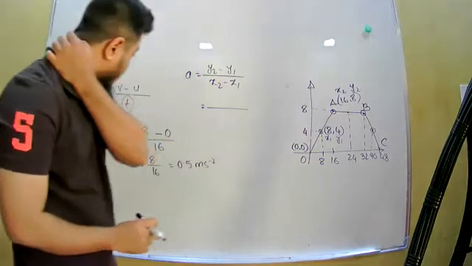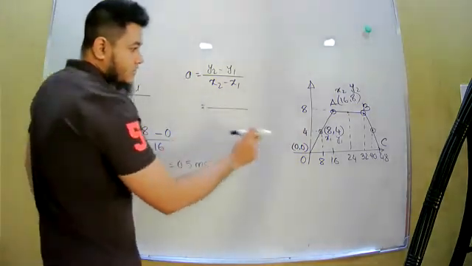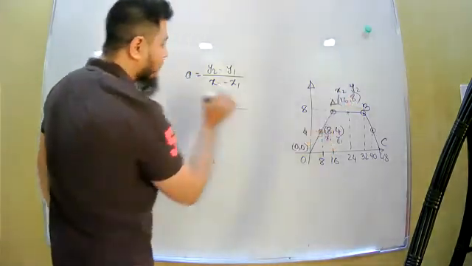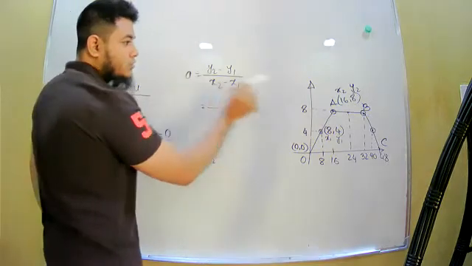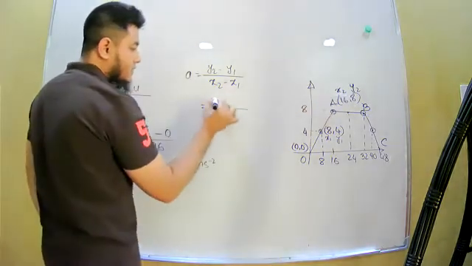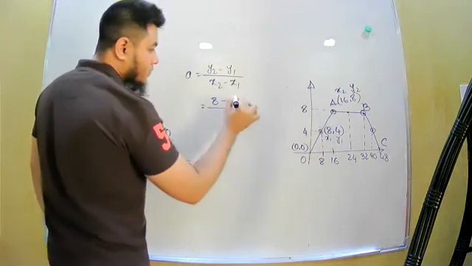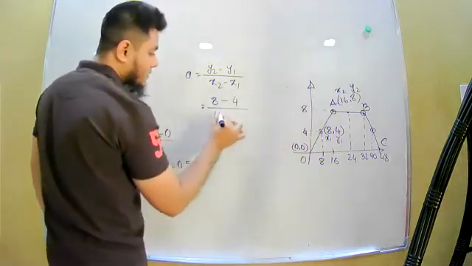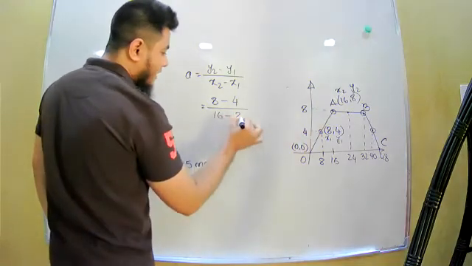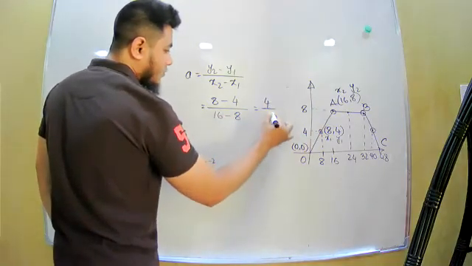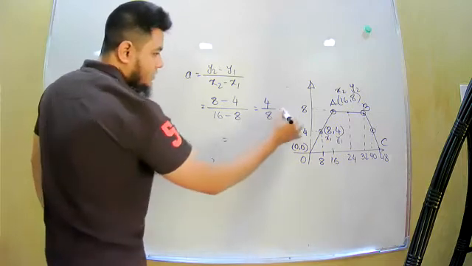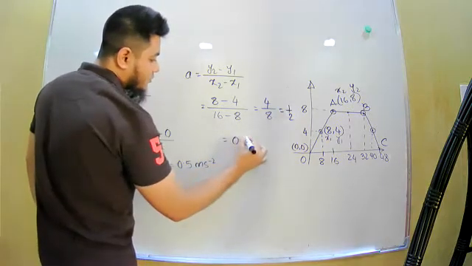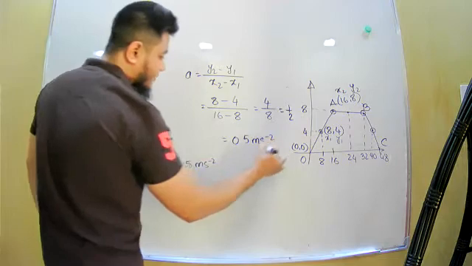Okay, so y2 minus y1, what is the value of y2? Let us just replace the values. Y2 is 8, minus y1, that is 4, then x2 is 16, minus x1, that is 8. So it will be 4 divided by 8, which is actually 1 by 2. So 1 by 2 is 0.5 meter per second square.